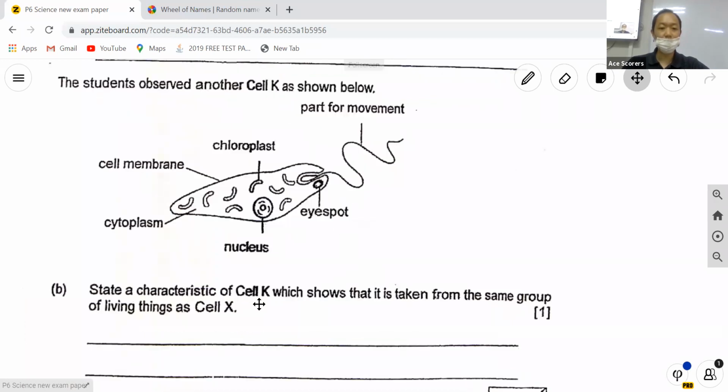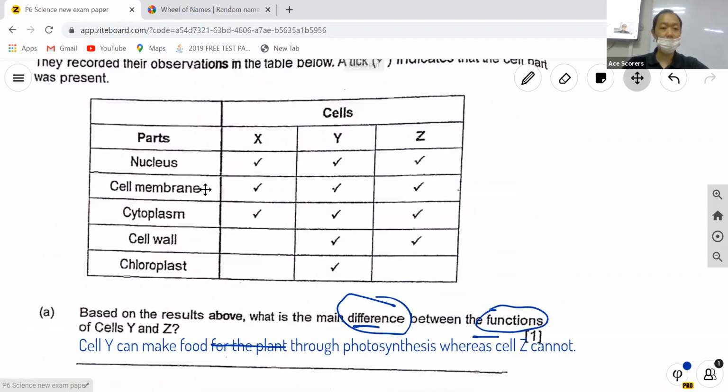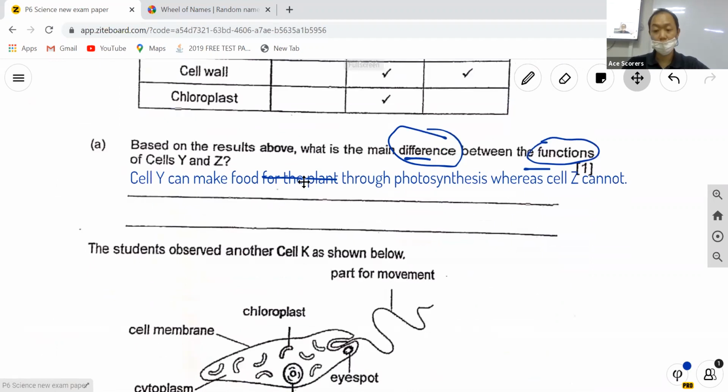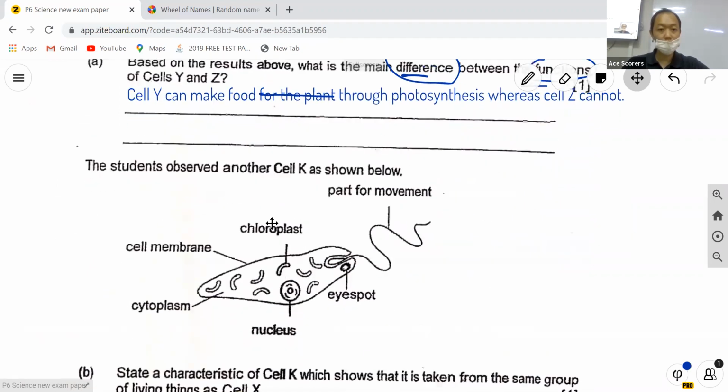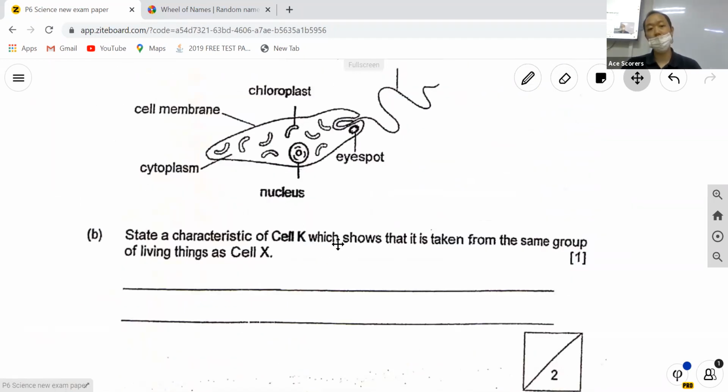State a characteristic of cell K which shows that it is taken from the same group as cell X. So look at X, right? X has nucleus, cell membrane, cytoplasm. So the characteristic of cell K is that it does not have a cell wall, correct? Okay, so cell K does not have a cell wall.